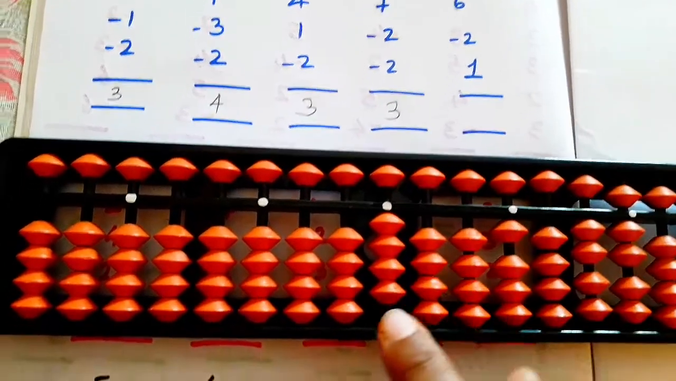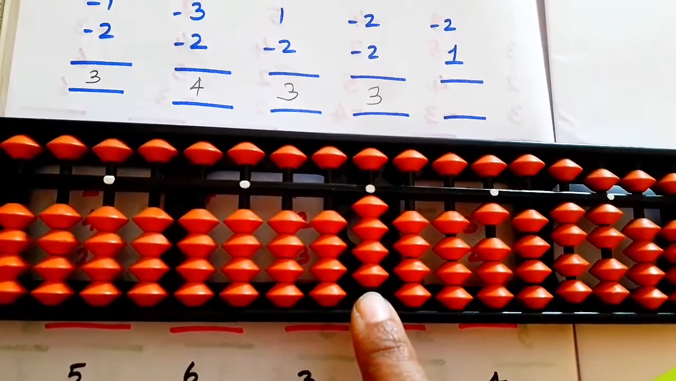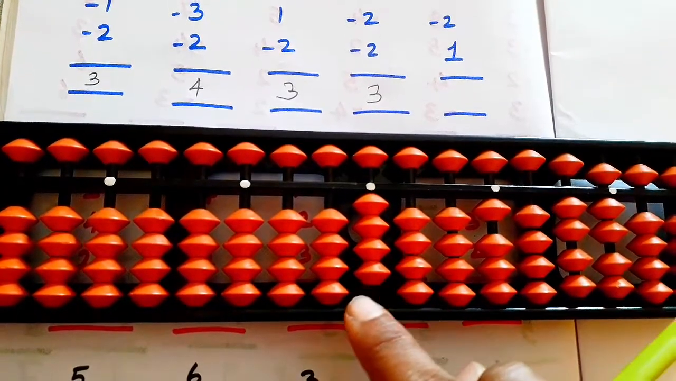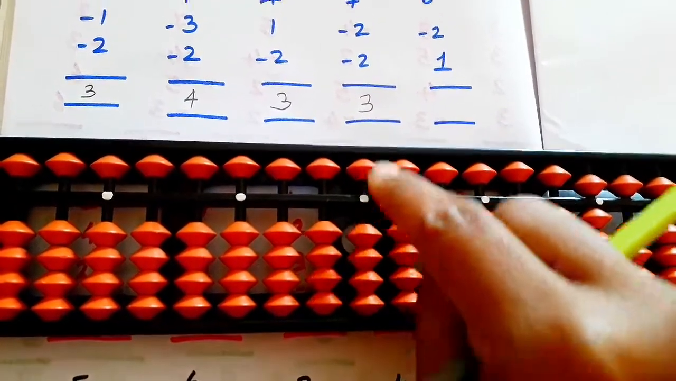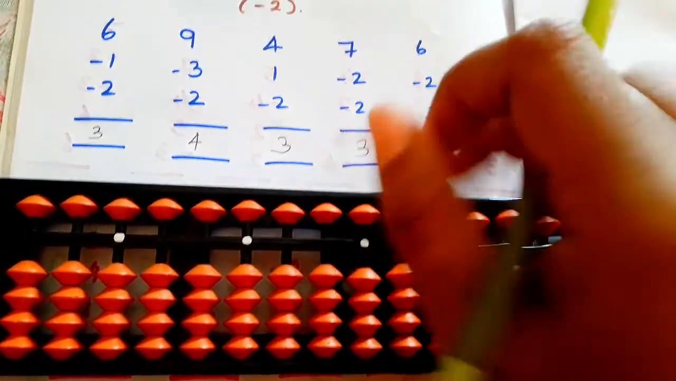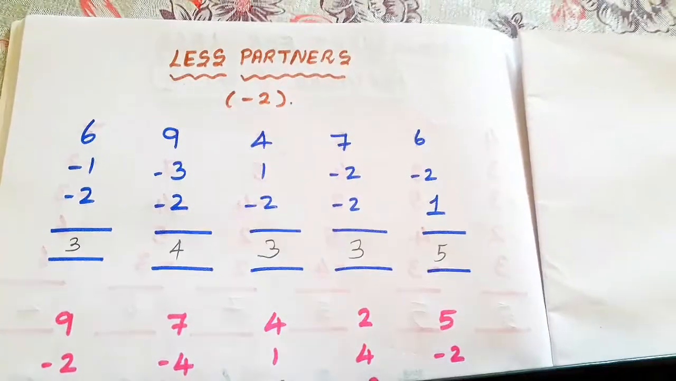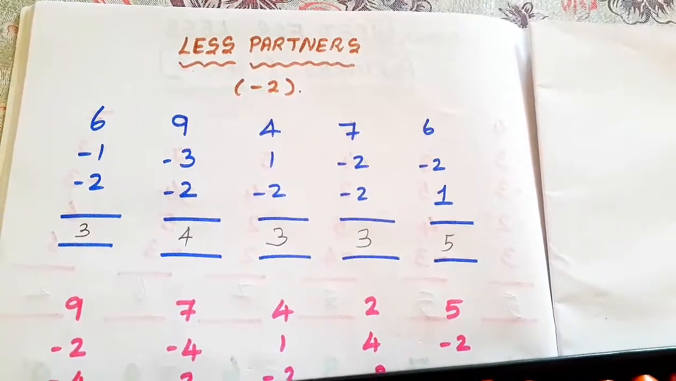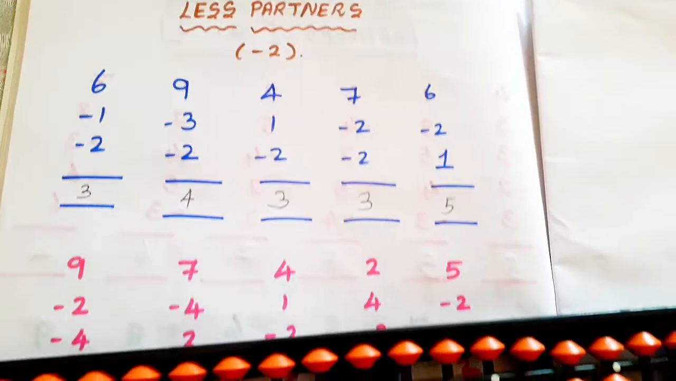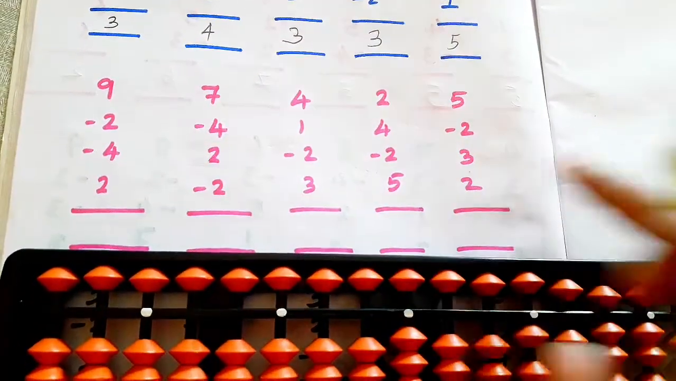Next number 1. So you have to add 1. Here 1 not having, so 1 irukka 1 illa. Okay, so partner of 1 is 4, less 4, add 5. So what is the answer? Answer is 5. Set 0. Okay, so students, do you have any doubt in less partner less 2? Okay, now we are going to see these pink color sums.